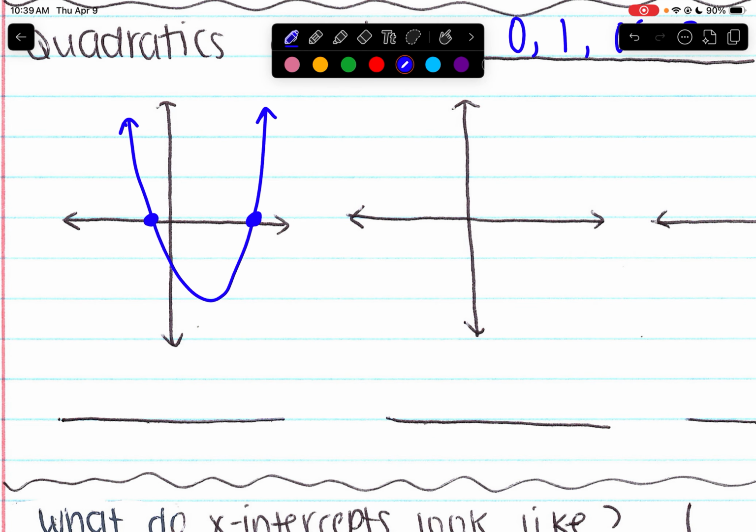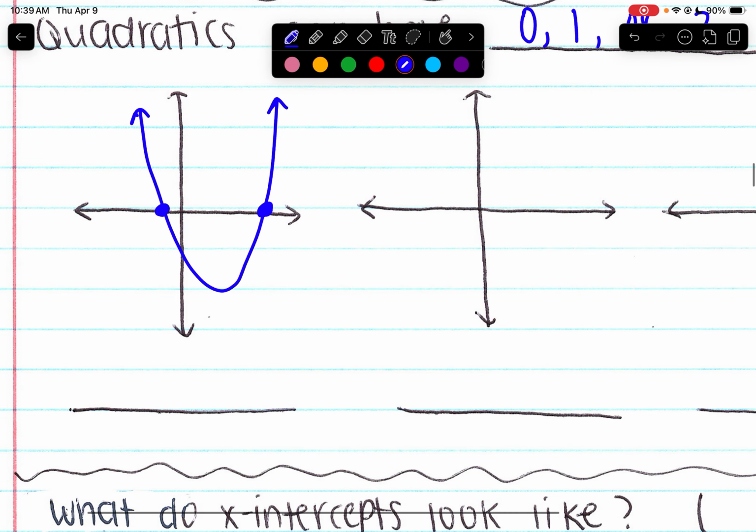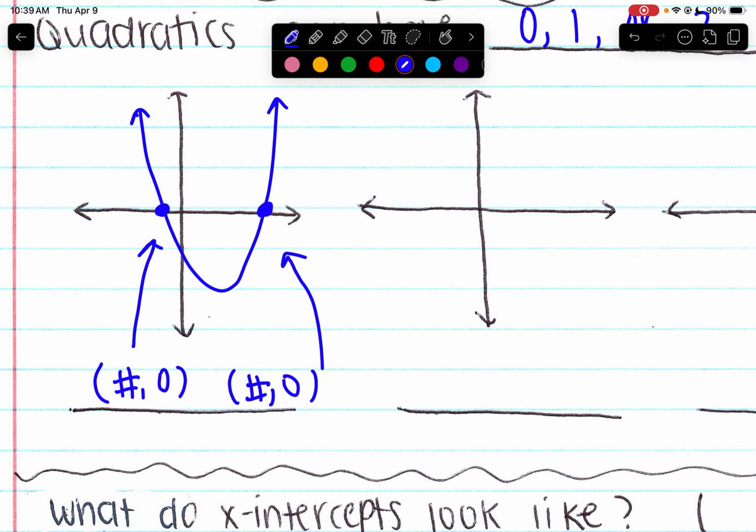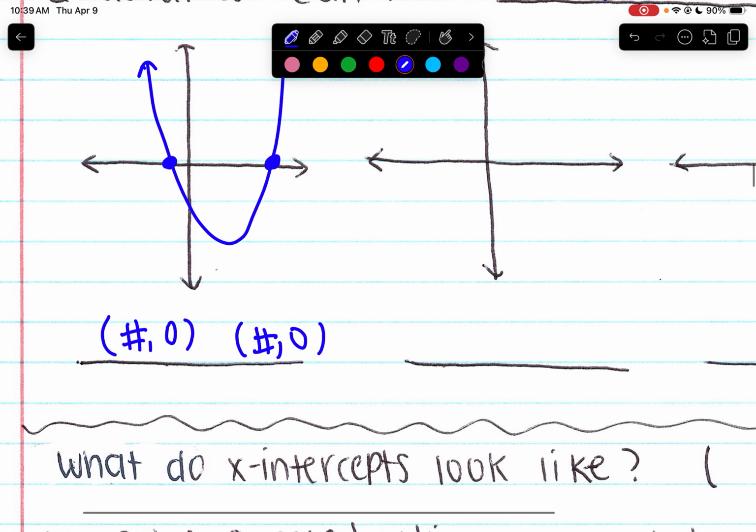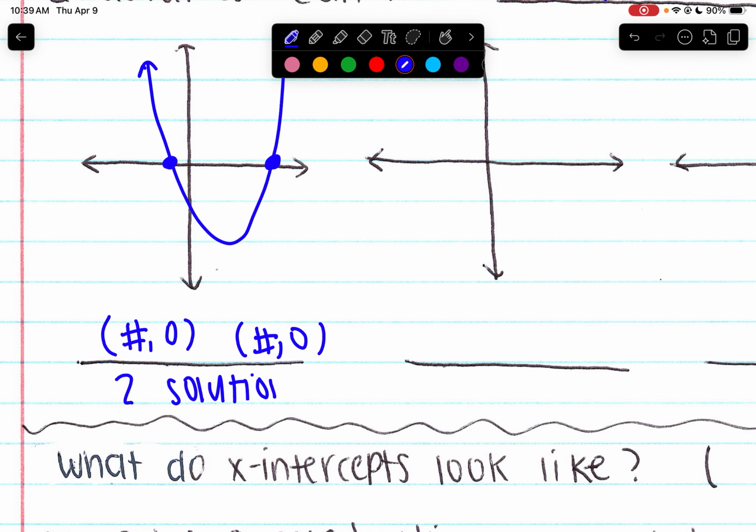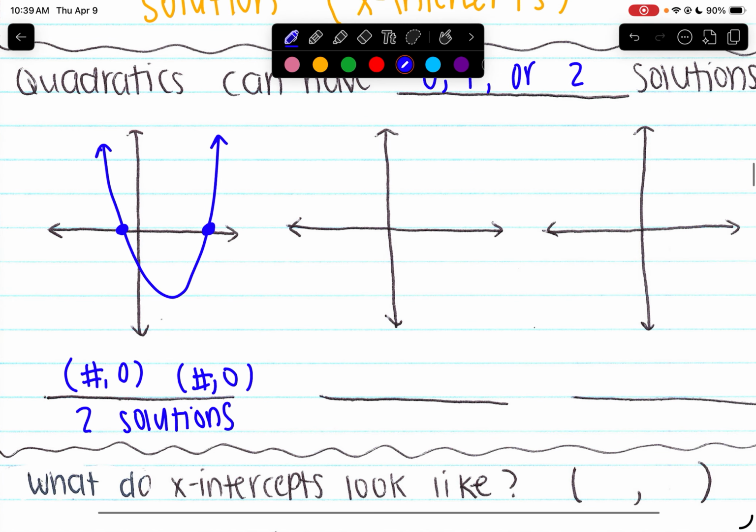So that would mean that my answers should be 2 x-intercept points. So something comma 0, something comma 0. So for this x-intercept and for this x-intercept. And so again, that is a situation where we have 2 solutions. We can also have a situation where we have 1 solution.